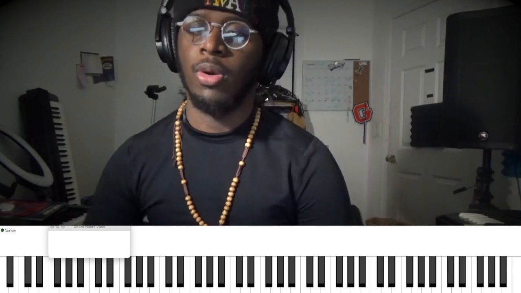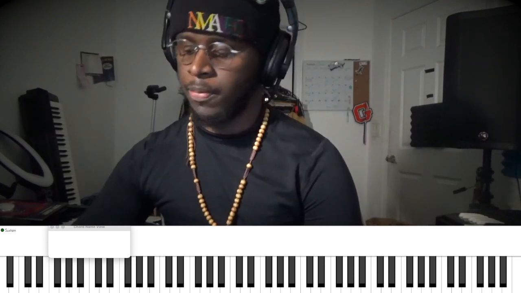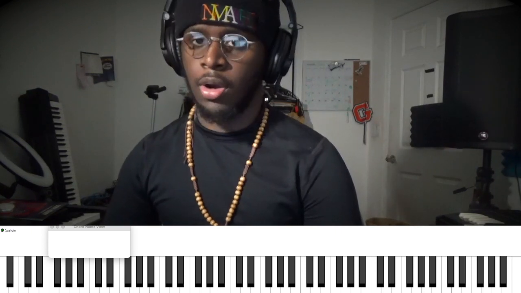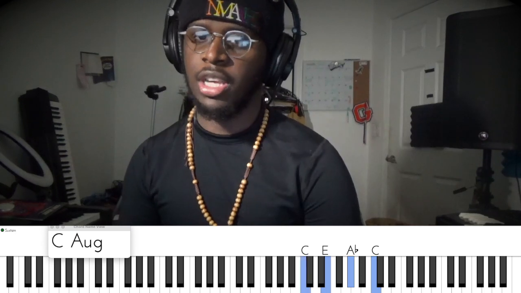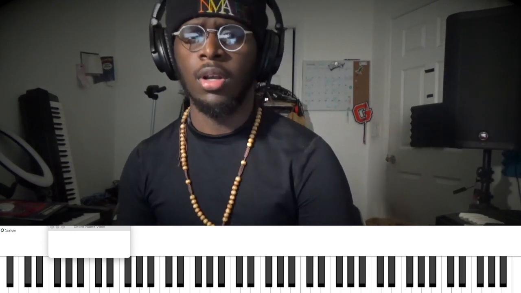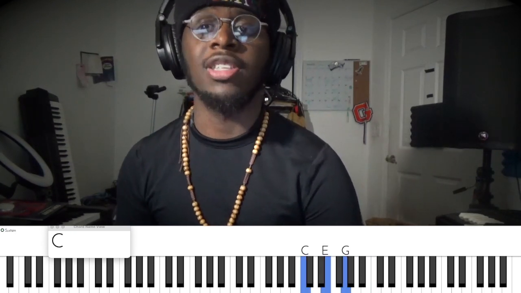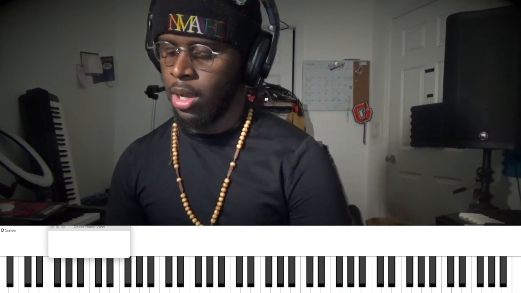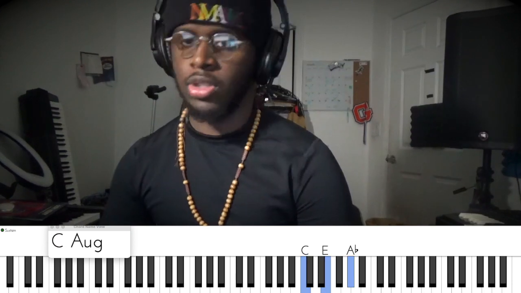What's going on in my right hand? In my right hand, what I'm doing is some augmented triads. So let's take C augmented. What is the augmented chord? An augmented chord is a major chord with a raised 5th. Easy way to think about it. Really easy to find. Right, so this is what I'm doing.